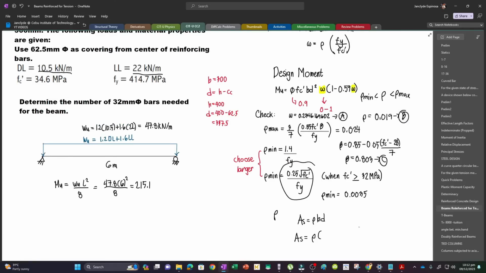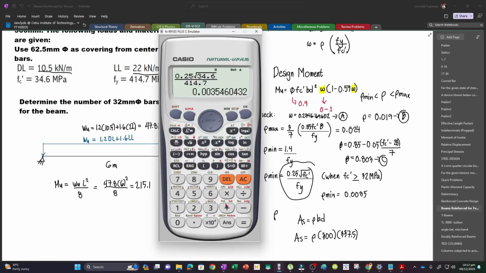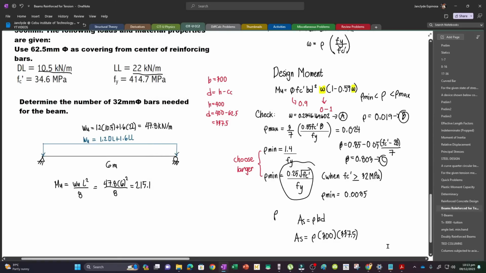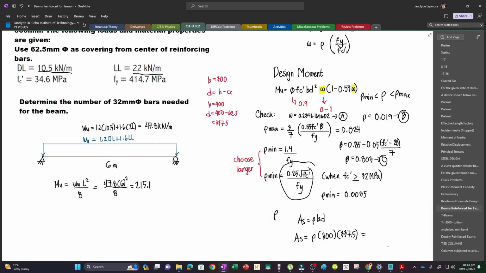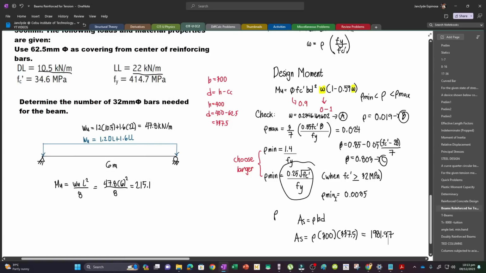And then, the b of our beam is 300 multiplied by the depth, which is 337.5. So b times 300 times 337.5 gives us the As. So it becomes 1981.97. And then I will store this in another variable that I haven't used yet. Let me put it in D.